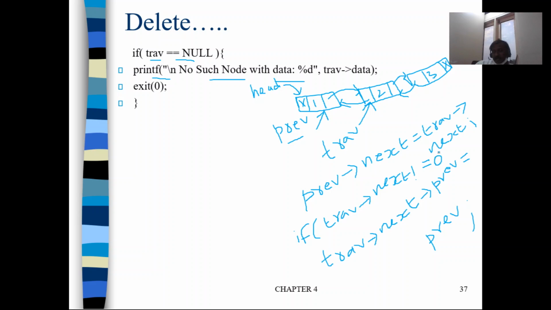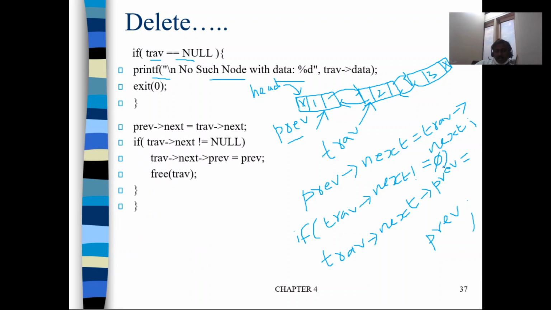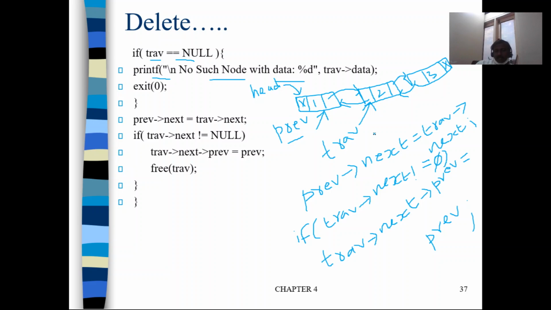I represent null like this for quick writing. Okay, so this is the logic. Previous arrow next is equal to traverse arrow next, and then traverse arrow next arrow previous is equal to previous. But before doing this, check that traverse arrow next is not equal to null. Then finally, free that particular node which you want to delete. So that's it, the logic for delete.